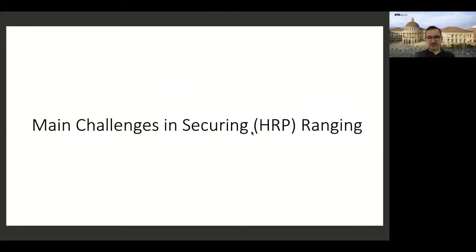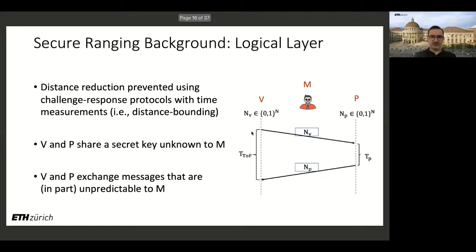Okay, so now that we have covered this kind of warm-up experiment, and hopefully I got your attention, let's step back and understand what the main challenges are in securing such HRP ranging. As I mentioned earlier, these secure ranging protocols at the logical layer are relatively simple.